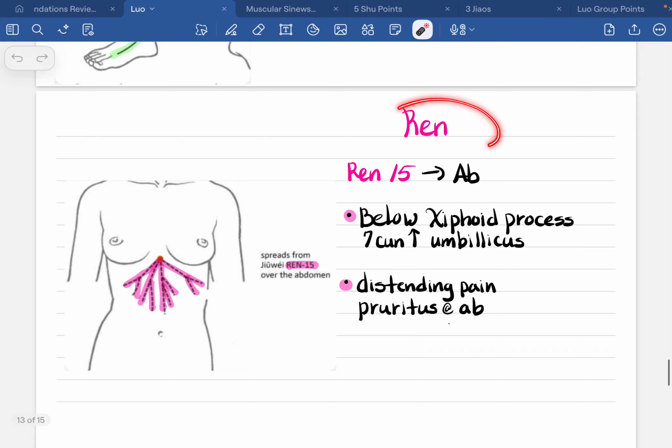Now we have the Ren. The Luo of the Ren is Ren 15. It spreads to the abdomen. It's below the xiphoid process, right? 7 soon up from the umbilicus. So this is the umbilicus, 7 soon up. It's below the xiphoid process. And of course, because it goes to the abdomen, it addresses descending pain, pruritus at the abdomen. Okay.